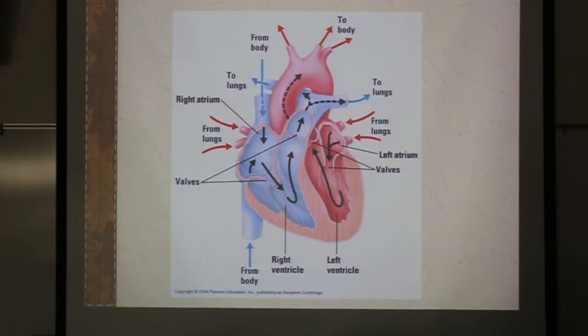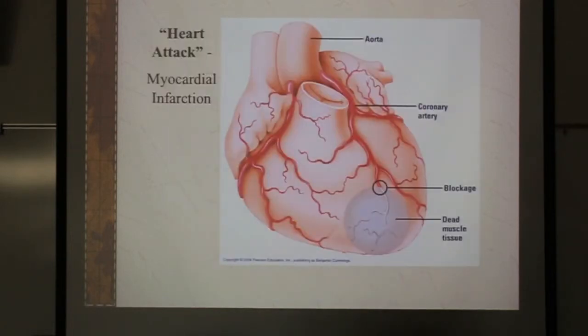And the first sound is the closing of the atrioventricular valves. So that's the lub part of the first sound. And then the second sound is the closing of the semilunar valves. So as the valves close, they create a sound, and that can be heard with, say, a stethoscope. Now, different kinds of medical conditions can happen with the heart.